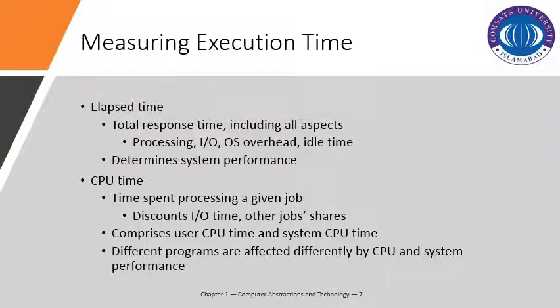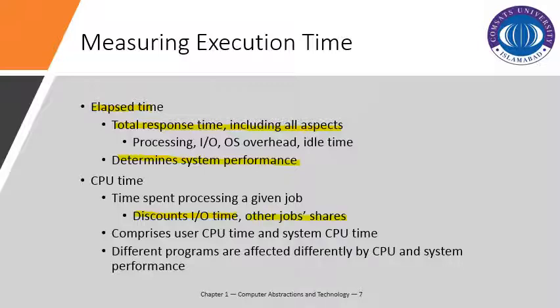Now, how to measure the execution time? Basically, what are the factors that affect our execution time? That depends upon the elapsed time and the CPU time. The elapsed time is the total response time, including all aspects, for example the processing, the I/O, the OS overhead, and the idle time. Basically, that determines our system performance. And the CPU time is the time spent processing a given job by the processor itself. So we don't have to consider the I/O time in that processing time. Other job shares are not included in that.